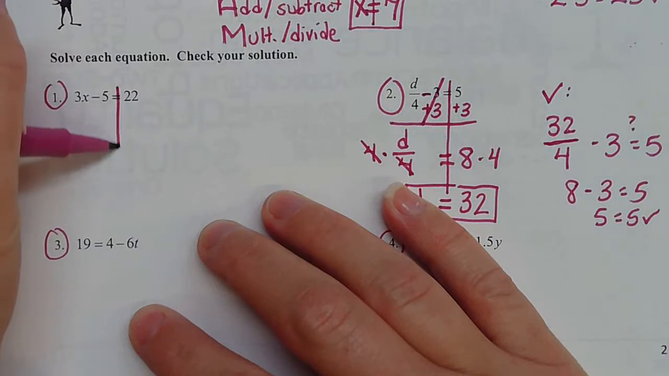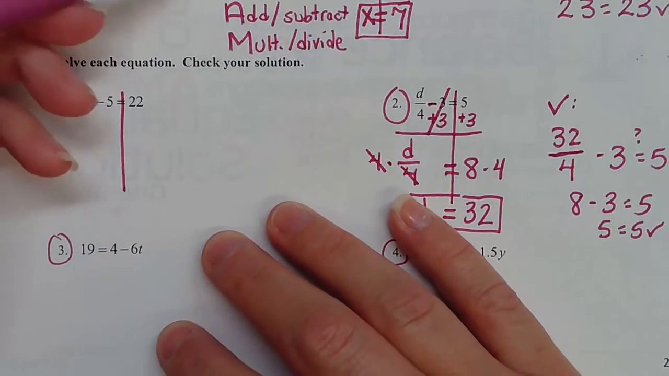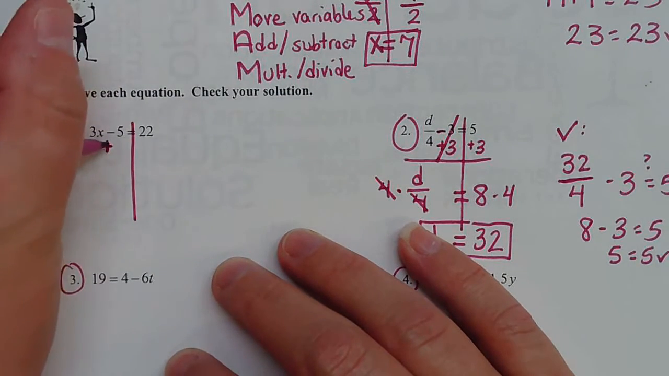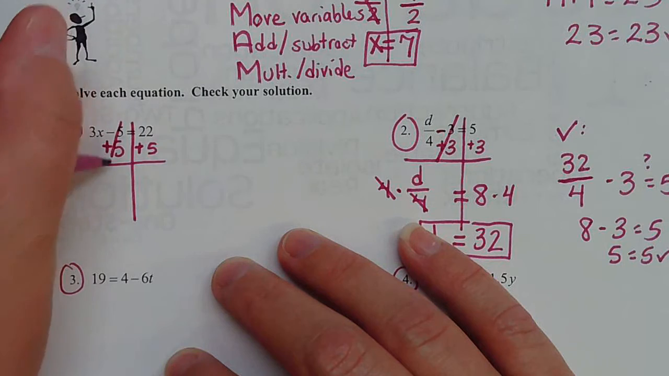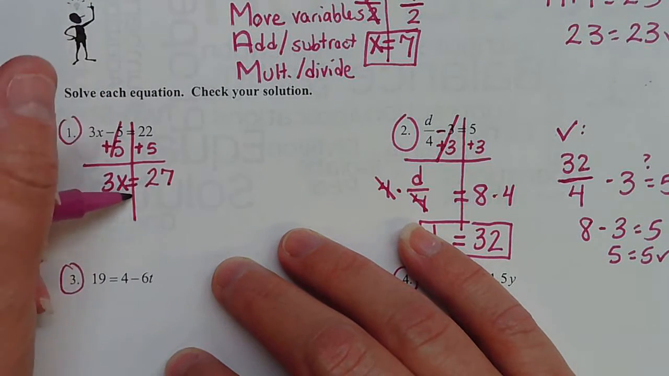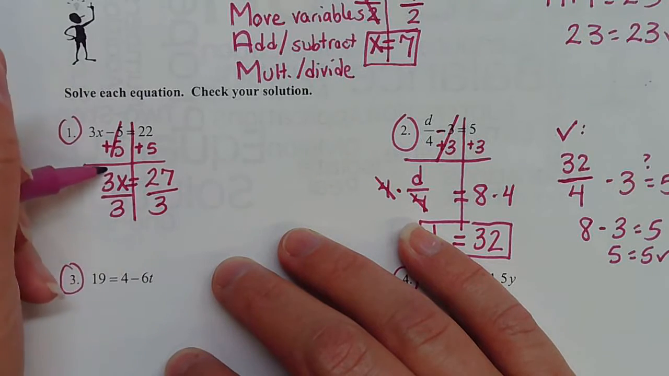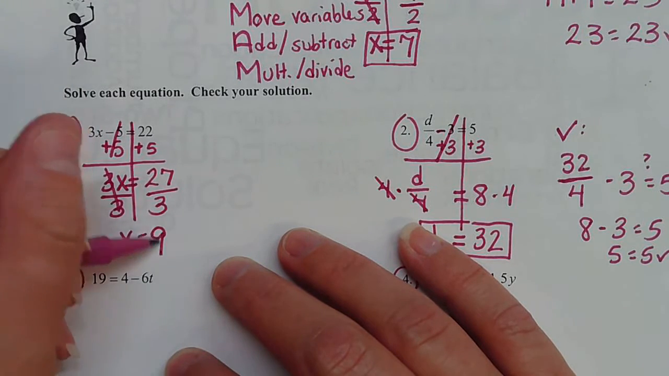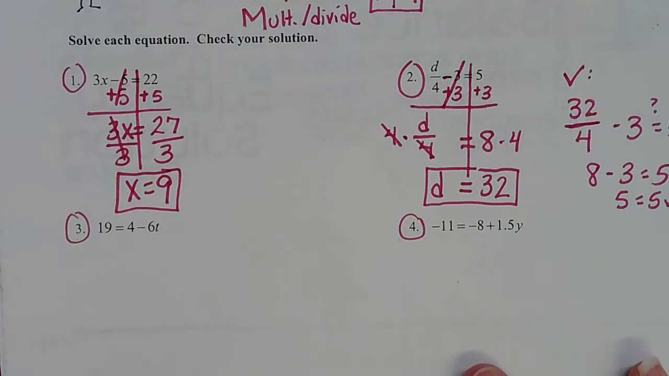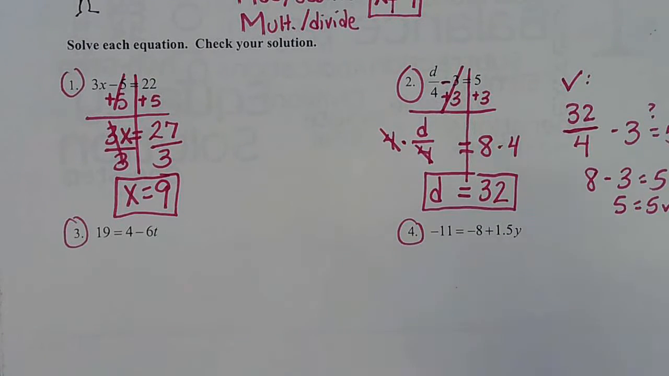So what I would do is I'd draw my line down. There's no distributing, no combining like terms, no moving variables. So I would add 5 to both sides. 3x equals 22 plus 5 is 27. And then divide both sides by 3. And 27 divided by 3 is 9. So you get x equals 9. And again, you can check it by plugging it back in if you would like. I'm going to say this probably every day, but if it were a test or a quiz, I'd definitely be plugging my answers in.